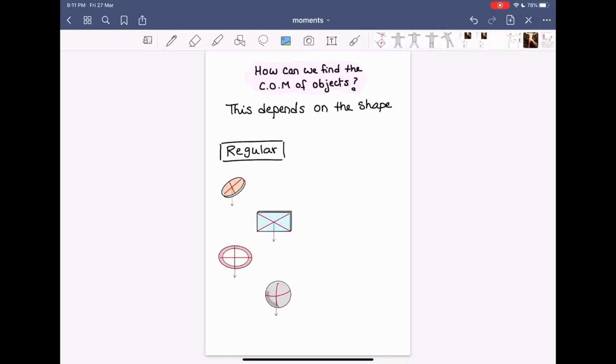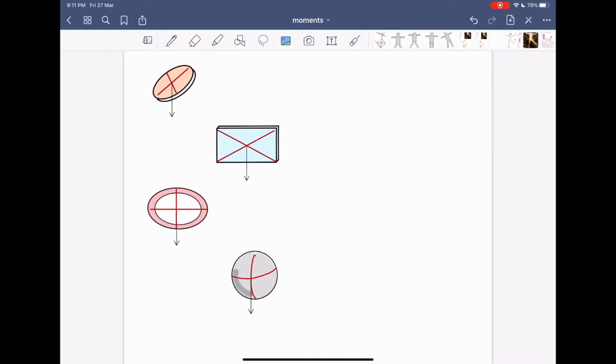If we're dealing with regular shapes like these ones, then it's enough to just trace the symmetry line of the object, and then the intersection point represents the center of gravity, and you represent the force acting on the whole object as an arrow pointing downwards. Same thing happens here. It's the symmetry line, and their intersection point represents the arrow, and last one, this represents.